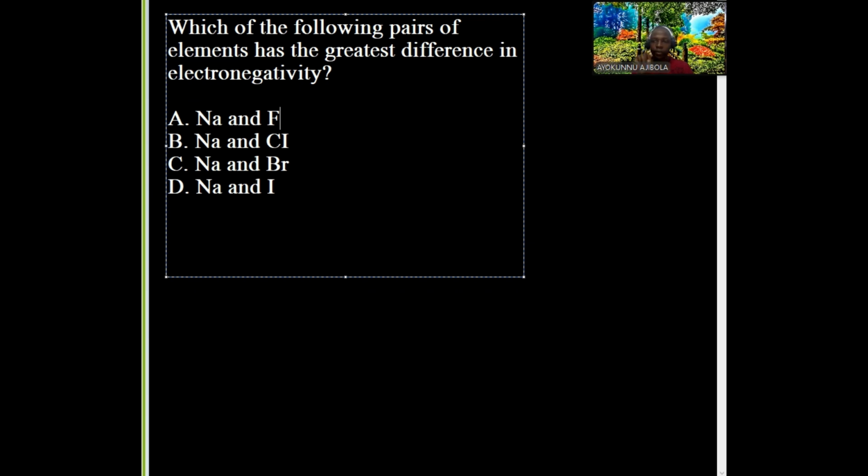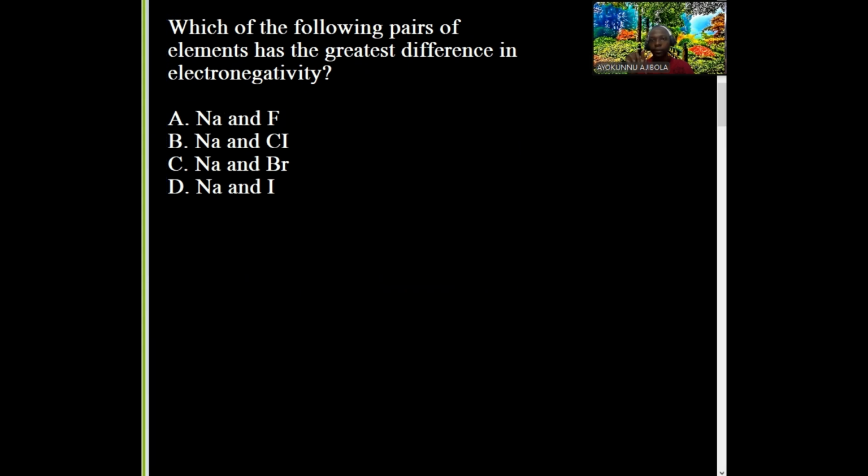In the group of fluorine, chlorine, bromine, and iodine, fluorine is above, okay? So it has higher electronegativity compared to chlorine, bromine, and iodine. So it is sodium and fluorine that we're going to go for, okay? The next one is chlorine, while the next one is bromine, and the last in terms of electronegativity is iodine, okay? So let's take note of that.